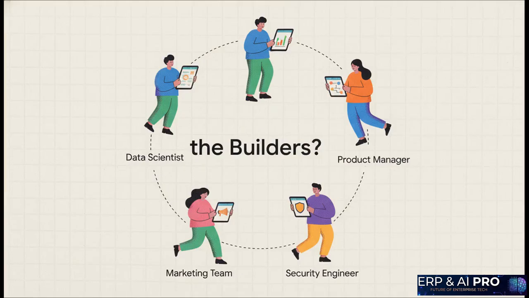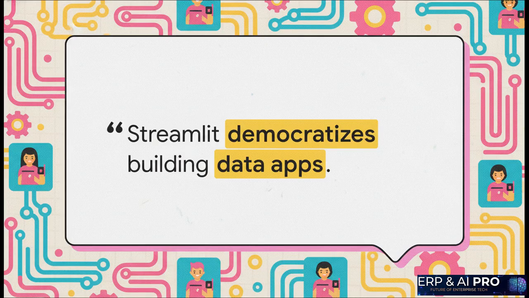And who's building all these apps? Well, it's not just the data scientists. People from all over the company are creating their own tools. Product managers, security engineers, business analysts, even marketing teams. They're all empowered to build things that solve their own specific problems without having to wait for anyone else. This quote from Colin Havlick at Uber just hits the nail on the head. He says Streamlit democratizes building data apps. What that really means is it takes the power that was once held by a few specialists and gives it to many more people. It's a total game changer for a company's culture.